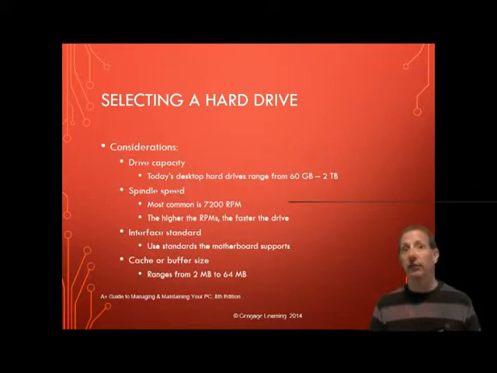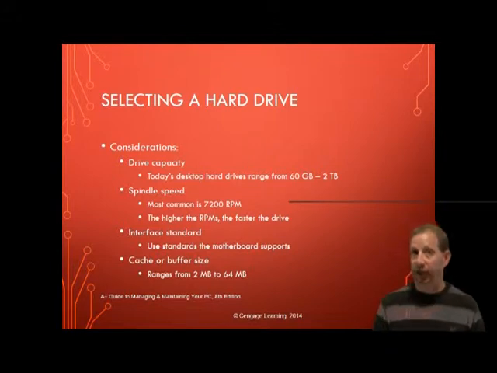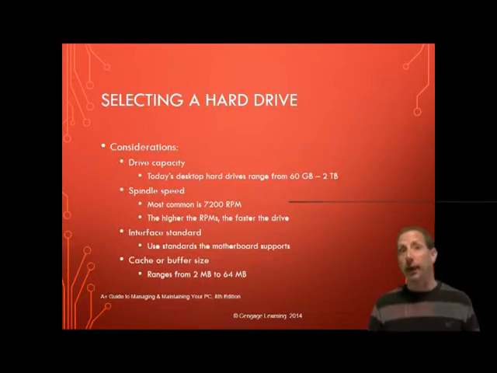Now today's hard drives for desktop systems are in the range of 60 gig for SSD to more than 2 terabytes for your magnetic drives. Now the more gigabytes or terabytes, the higher the price. Magnetic drives have larger capacity for the money than the solid-state drives.